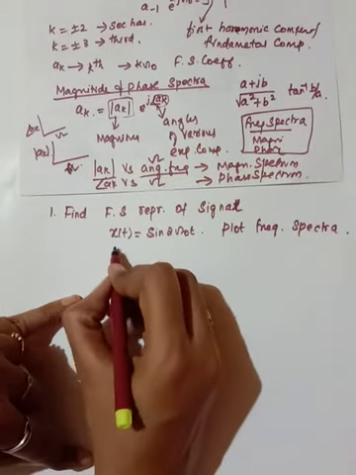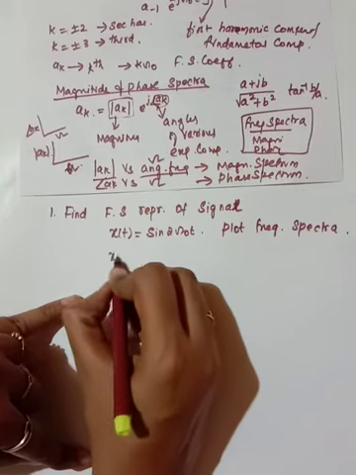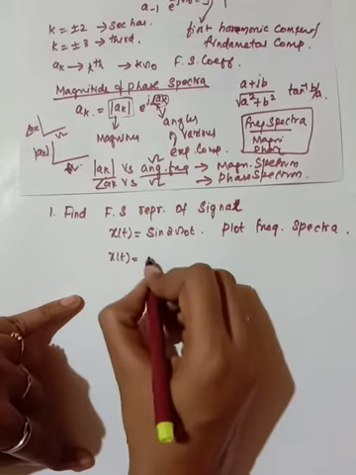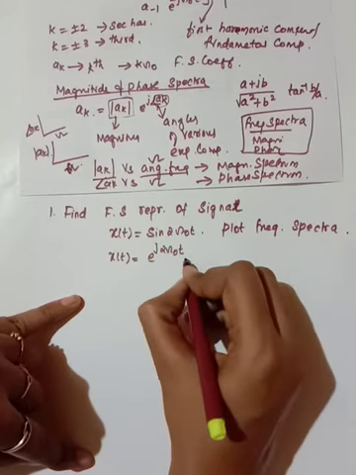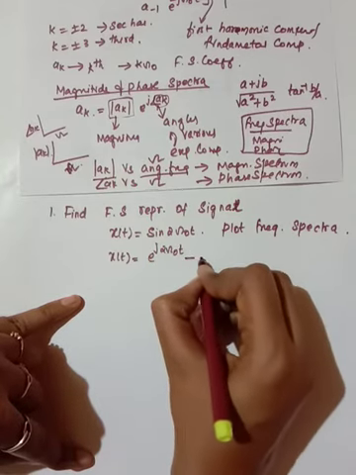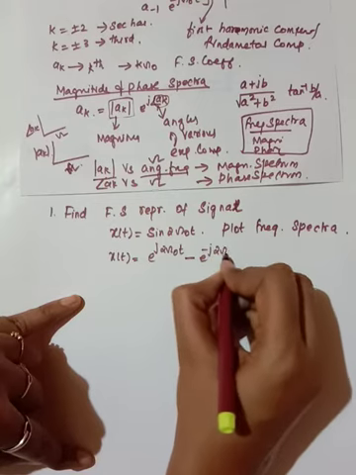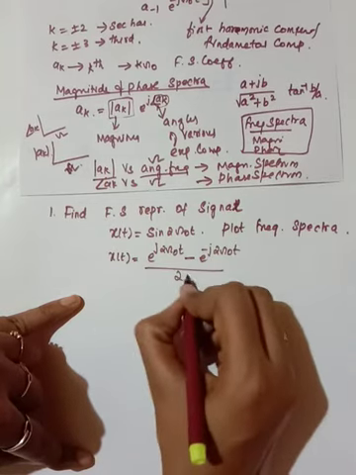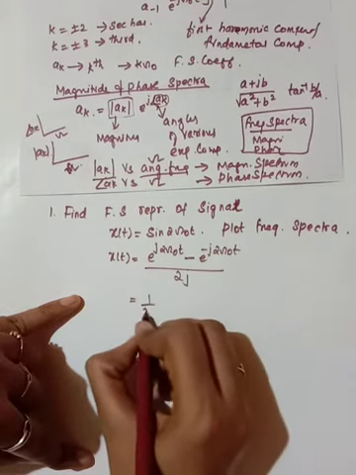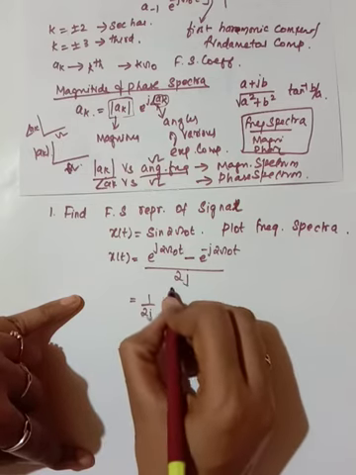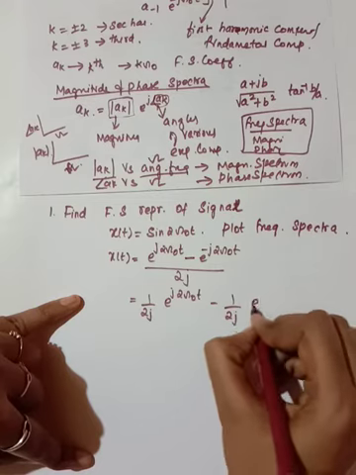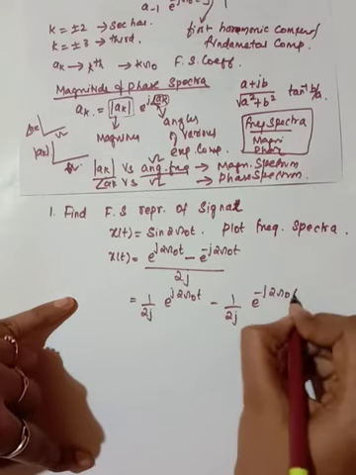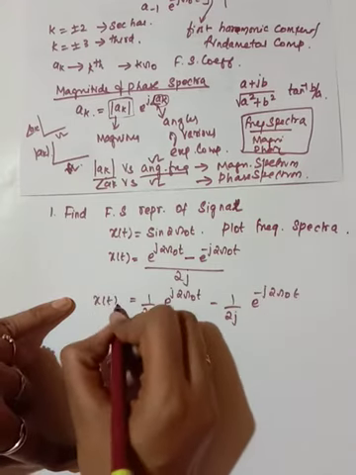Whatever the signal given, first represent this signal in terms of exponential series. This is represented as (e^(j2ω₀t) − e^(−j2ω₀t)) divided by 2j. Now write this as 1/2j e^(j2ω₀t) − 1/2j e^(−j2ω₀t). So this is what your x(t) is.